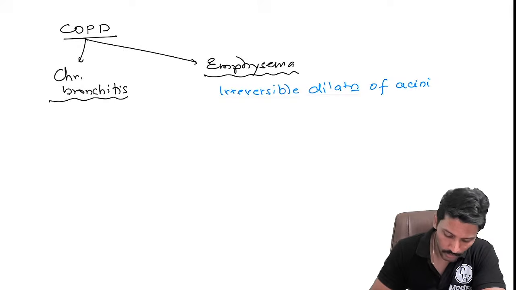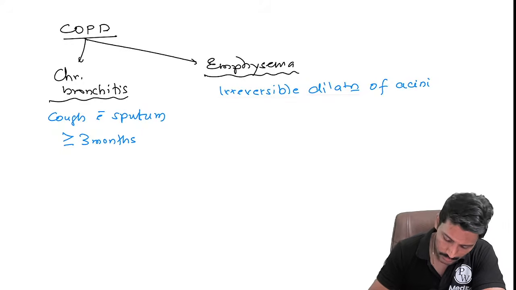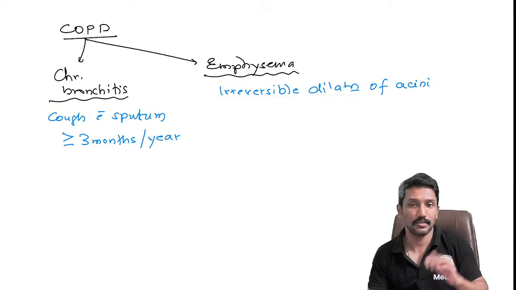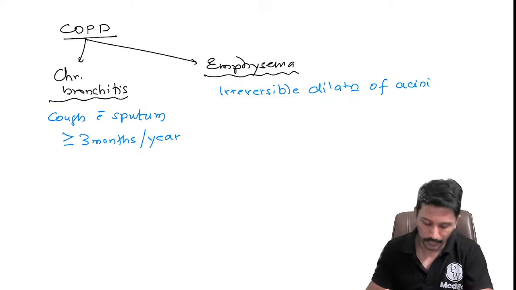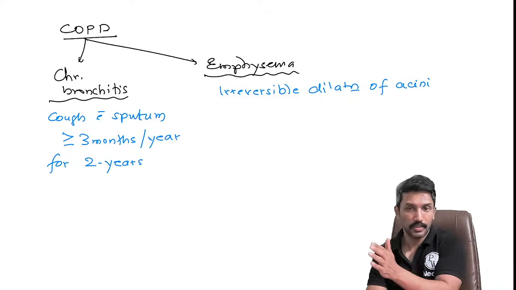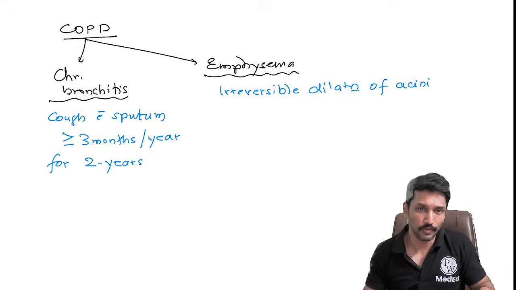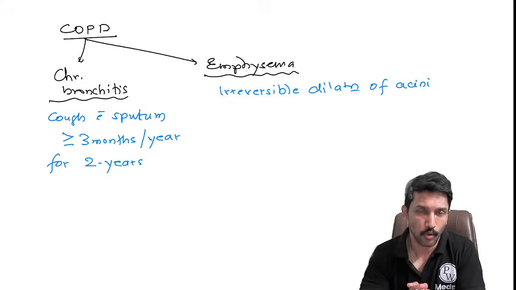We have defined chronic bronchitis as cough with sputum, not dry cough, cough with sputum for more than or equal to 3 months per year. Means each year patient should have cough for at least 3 months, which is with sputum for 2 sequential years. So for 2 sequential years, if patient has cough with sputum, each year at least 3 months, then we will call it as chronic bronchitis.